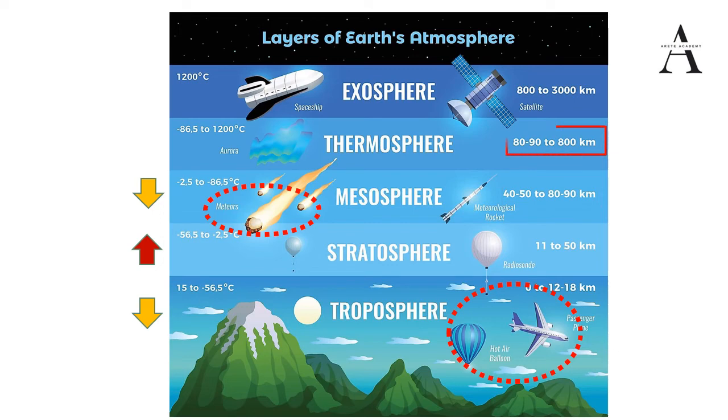So the thermosphere starts from 80 kilometers and extends up to, in some diagrams you will find 600, 700 or 800 kilometers. Okay, so the thermosphere is the layer which soaks up X-rays and ultraviolet energy from the sun. In fact, it helps in protecting us on the ground.